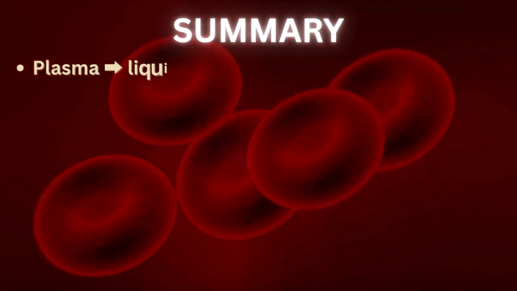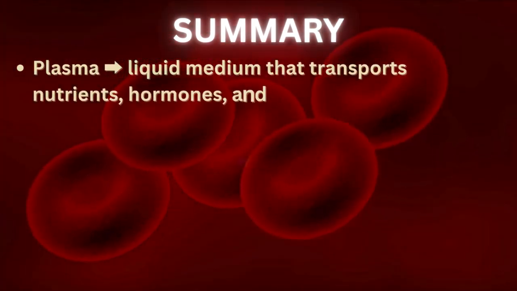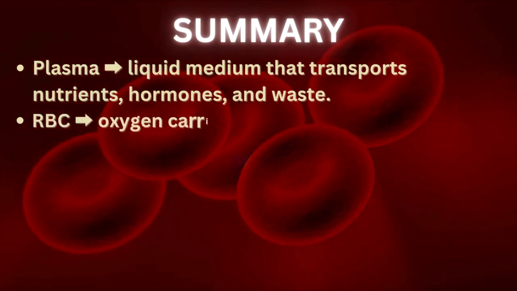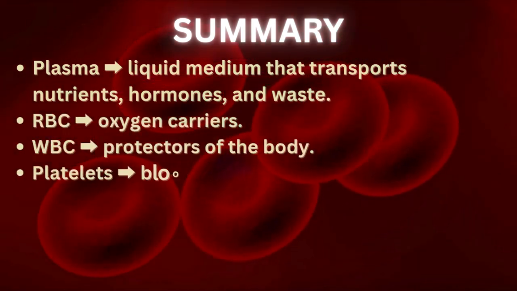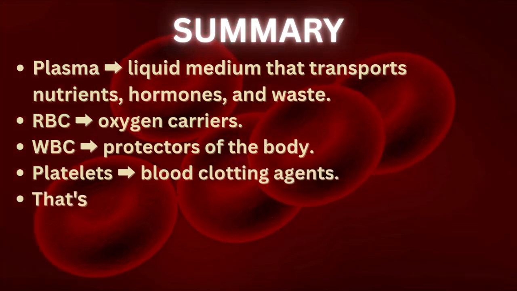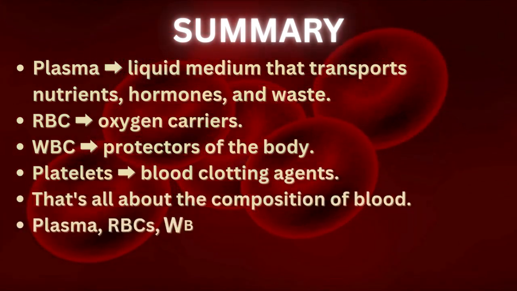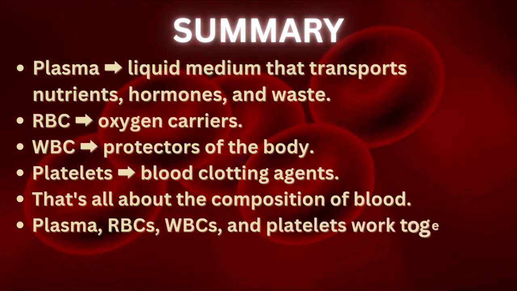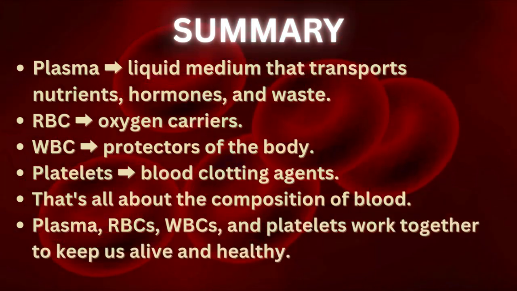Plasma, liquid medium that transports nutrients, hormones, and waste. RBC, oxygen carriers. WBC, protectors of the body. Platelets, blood clotting agents. That's all about the composition of blood. Plasma, RBCs, WBCs, and platelets work together to keep us alive and healthy.